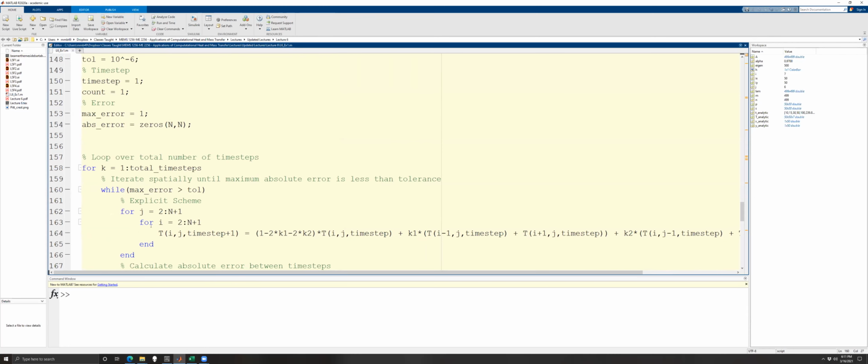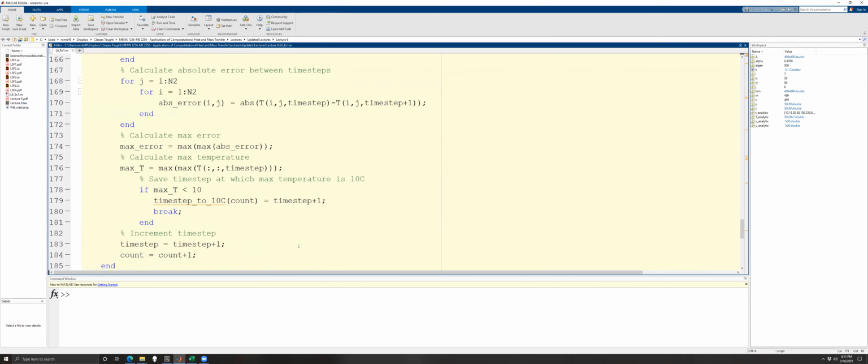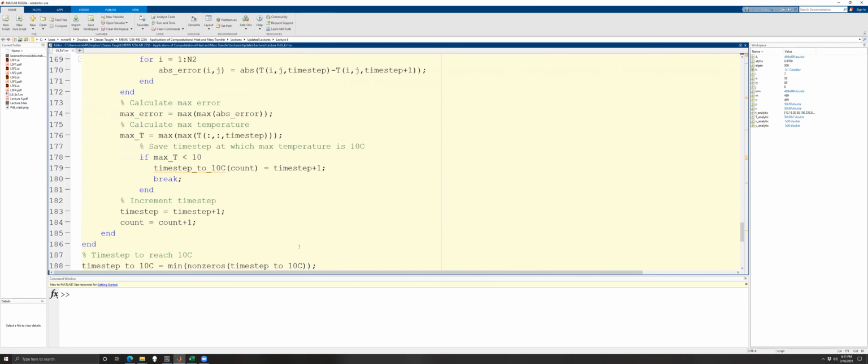And the reason why we're going from 2 to n plus 1 is we already had the boundary information. That was predefined in our boundary conditions. And then all we have to do is calculate the absolute error between each successive time step. And that's it. So we get spatial convergence before we move forward temporally.